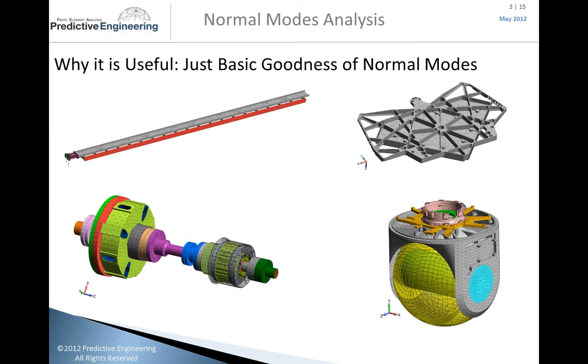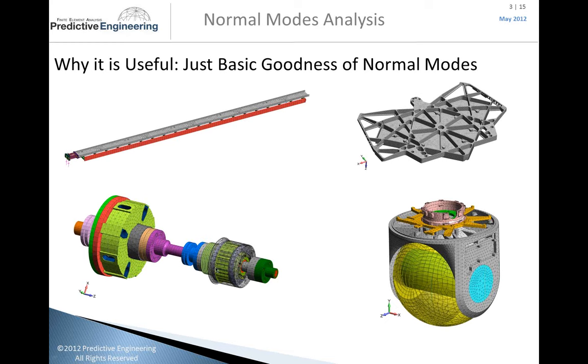Okay. Why is it useful? Normal modes is useful in a lot of places. Top here, this is a conveyor system, and that works by normal modes. You want to have the system have one of its harmonic frequencies in the motion of travel, so it has a natural free-moving vibration. Or conversely, at times, you want it to have no natural frequencies in the motion of travel, so you get no harmonics. You can go both ways.